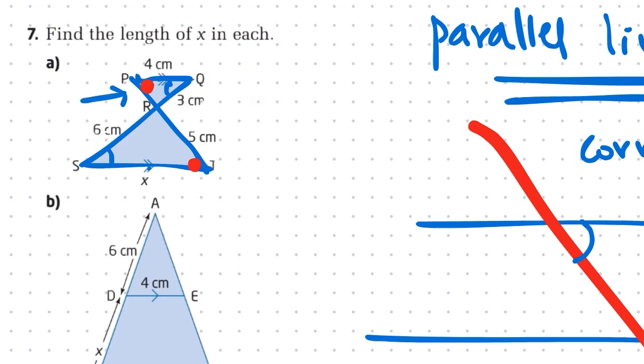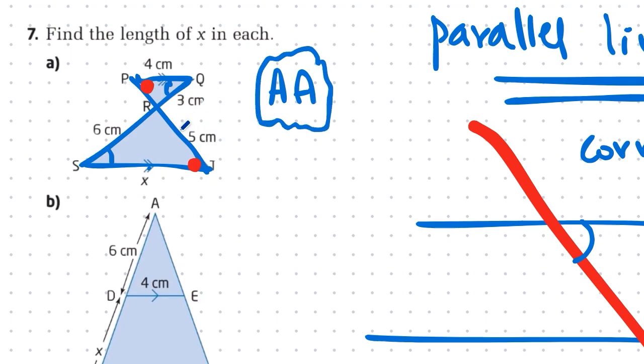Compare this triangle and this triangle. What do they have in common first? They have the same angle. How many angles? Is it just one? Oh, are we looking at the red dot too? Okay, two. So what does AA criteria mean? Do you remember? Two similar angles.